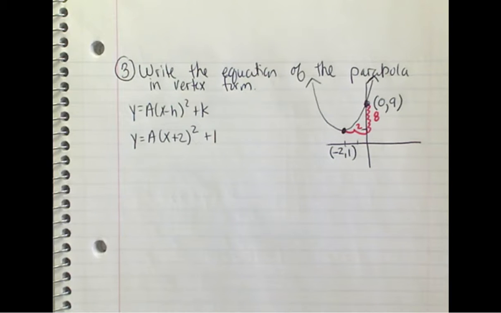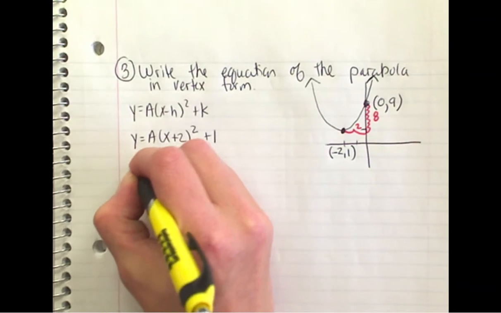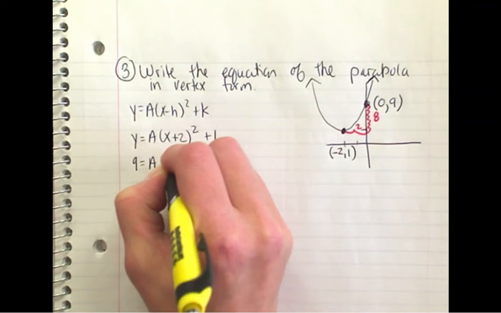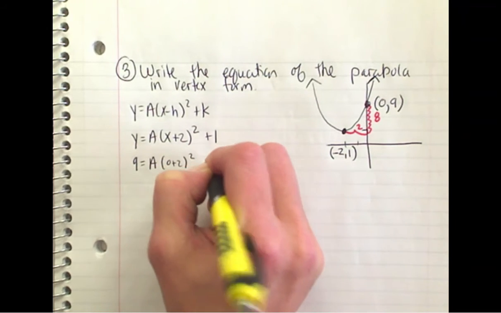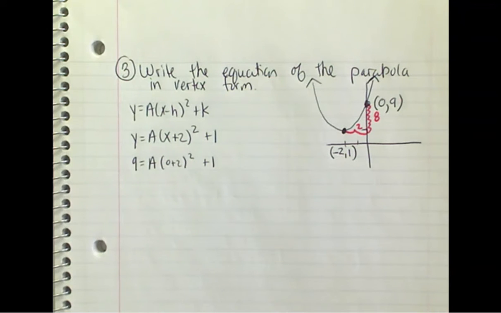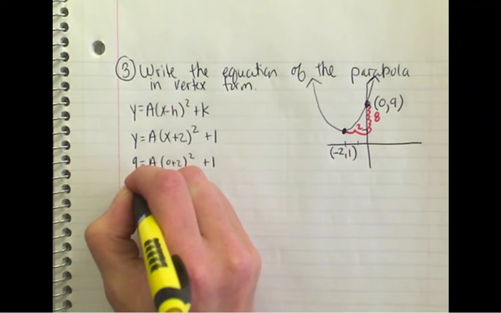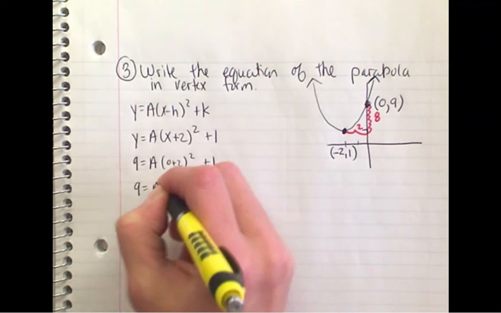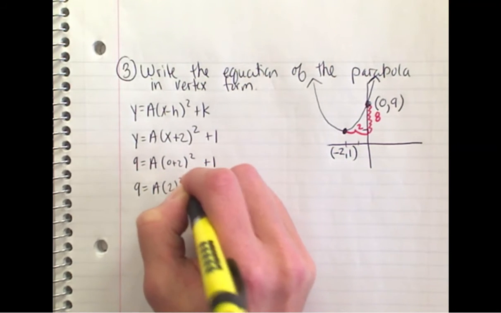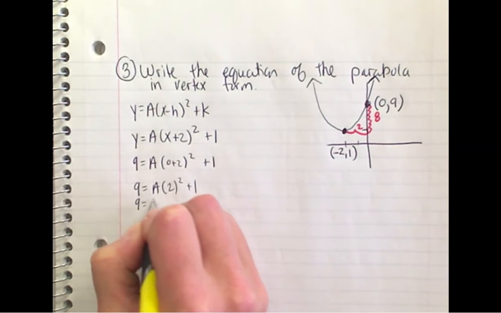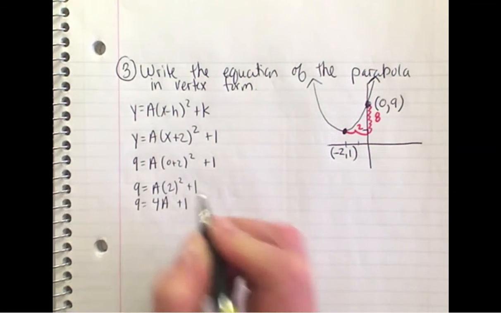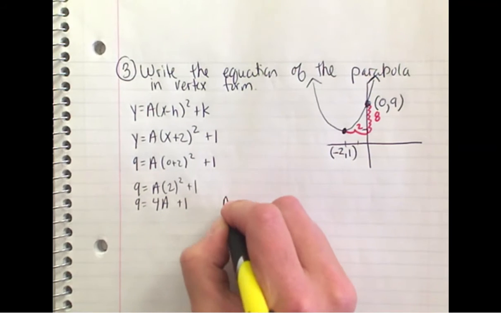Okay, we'll pick a point, plug it in. What's the only other point I gave you? 0, 9. Plug it in. 9 equals A times (0 plus 2) squared plus 1, which equals 4A plus 1. Can I skip to A equals 2?